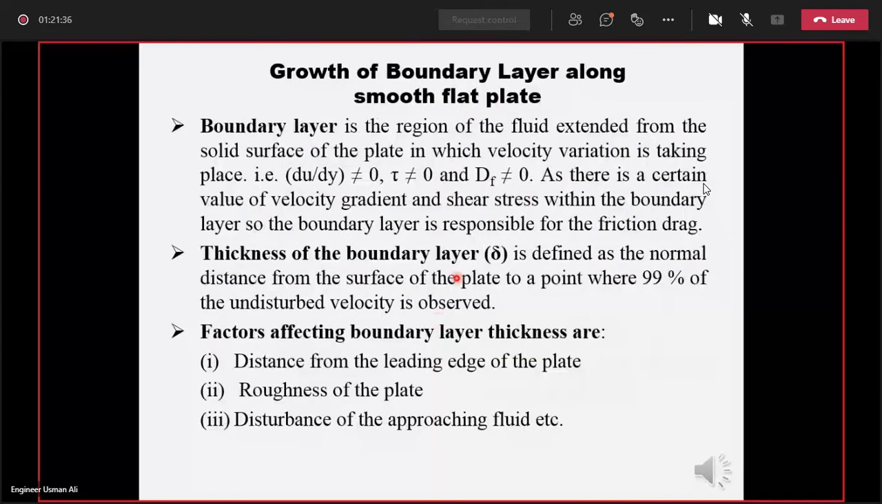Now what is the boundary layer? How is it defined? Boundary layer is the region of the fluid extended from the solid surface of the plate in which velocity variation is taking place. This is the definition of the boundary layer.